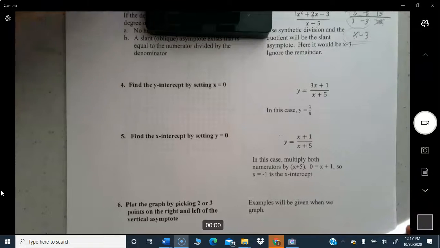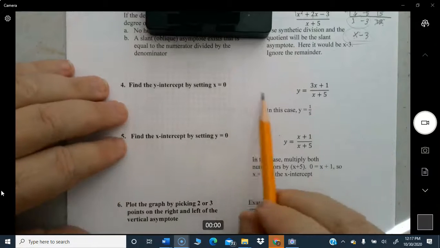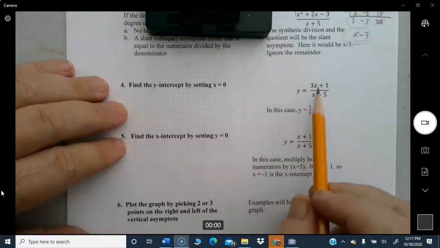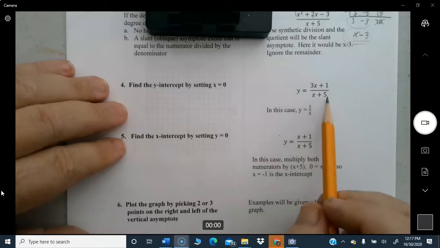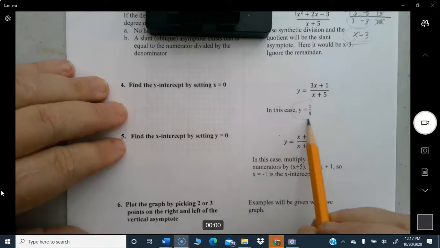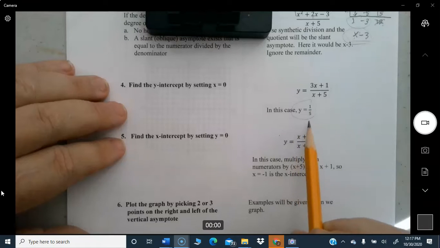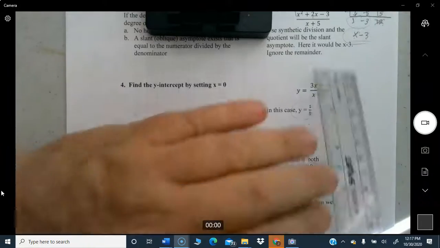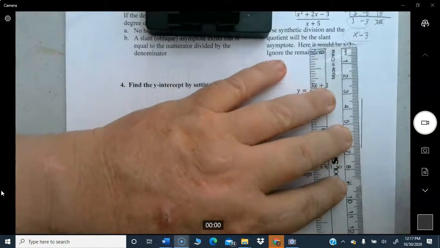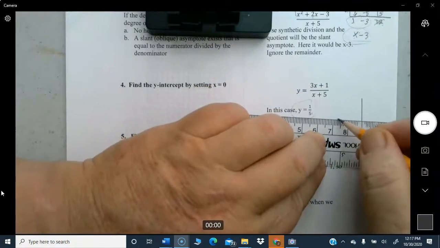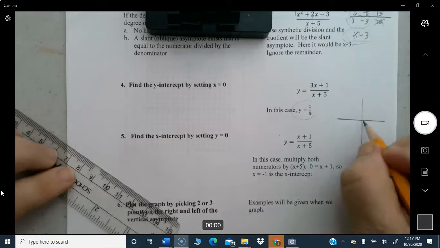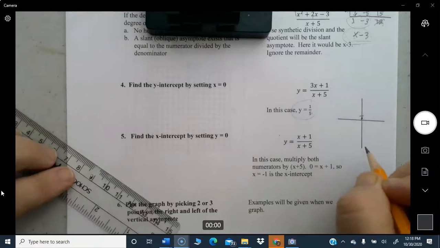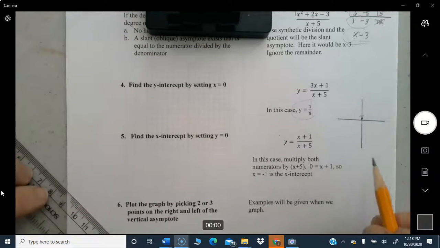Okay, finding the y-intercept. To find the y-intercept, you just set all the x's to 0. So if I take this and I set x equal to 0 here and here, I get 0 plus 1 is 1, 0 plus 5 is 5, 1 over 5 is 1/5. So the y-intercept for this particular graph would be at 1/5 on the y-axis. So let me just draw another set of axes here. So y equals 1/5. If this is 1, it would be right there. It would be just above 0 if that represented 1. Probably even closer to the line than this, okay?